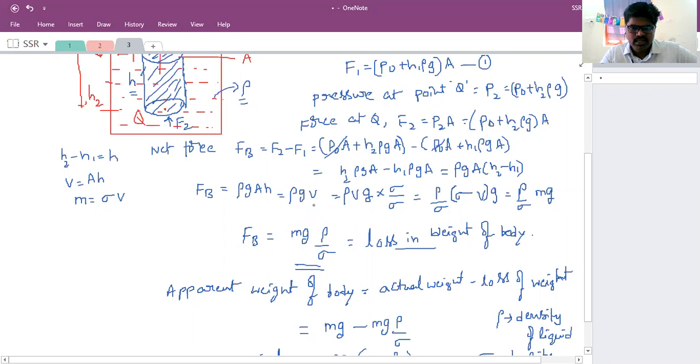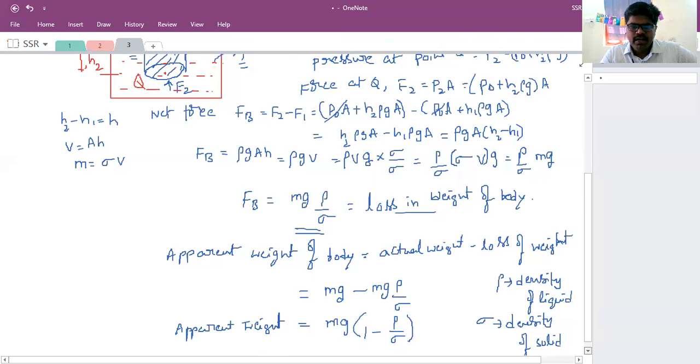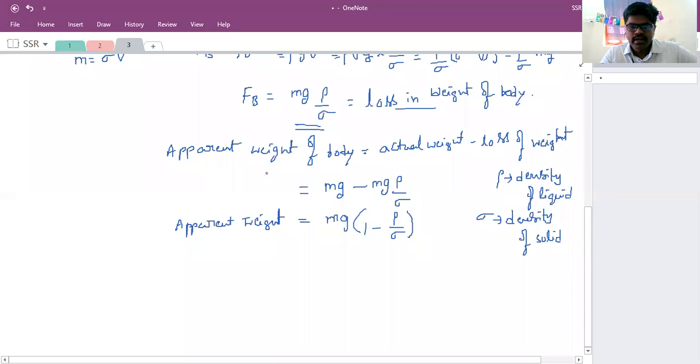Rho g V means actually what? Rho into V, where rho is the density of the fluid, so rho V is the weight of the fluid equal to the amount inside the solid. That is equal to the balance force, and that is equal to the loss in weight of the body. Whenever weight is lost, there is an apparent weight. Instead of actual weight, we can calculate apparent weight, which means actual weight minus loss of weight.